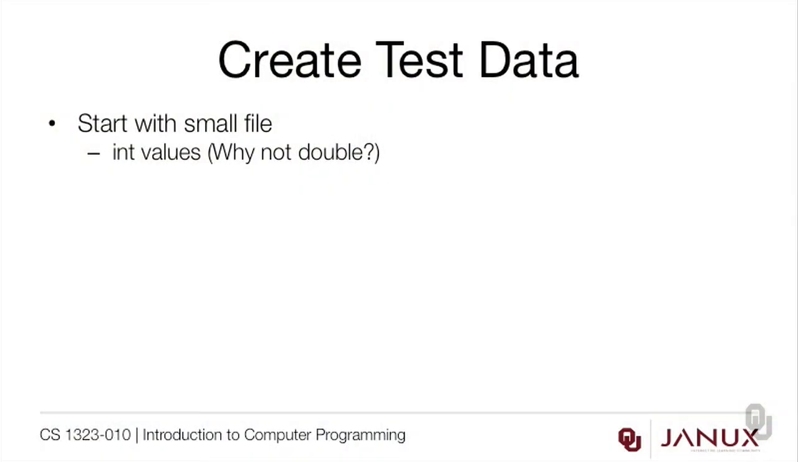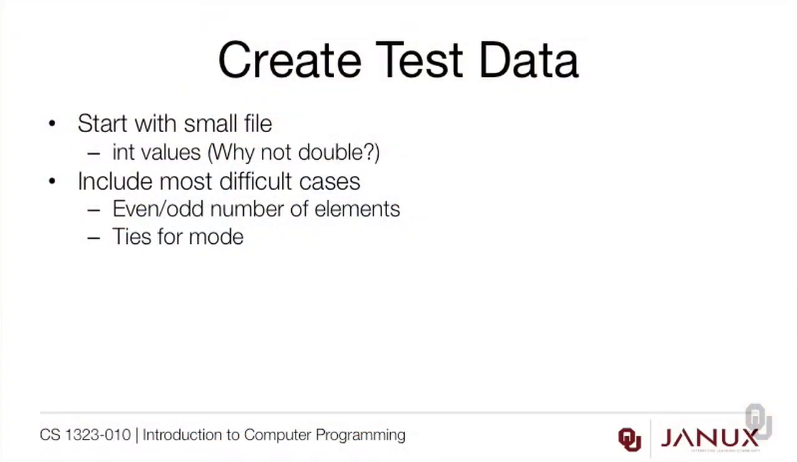So the first thing we need to do, as always, is to create some test data. So we want to start with a small file, and we definitely want to use int values. Now you might think, well, why aren't we using doubles? Well, the reason is, if you think about it, for things like the mode, we have to do equality comparisons. And remember, equality comparisons don't work very well with doubles.